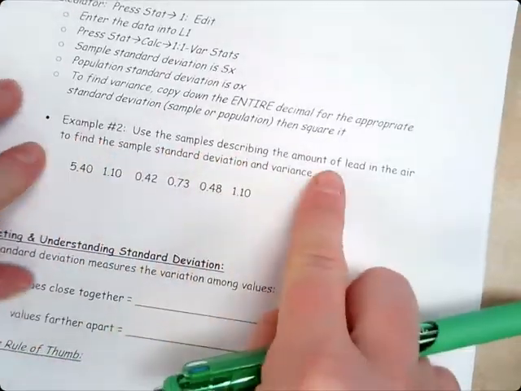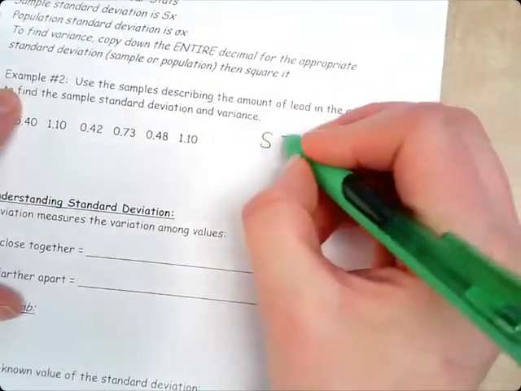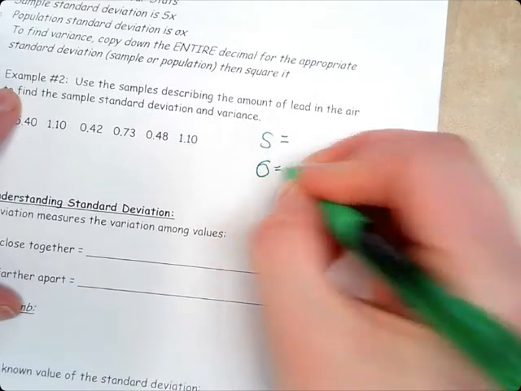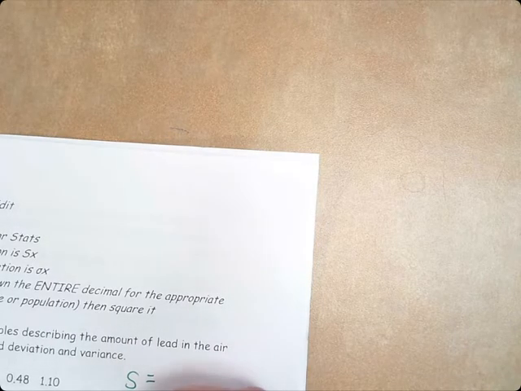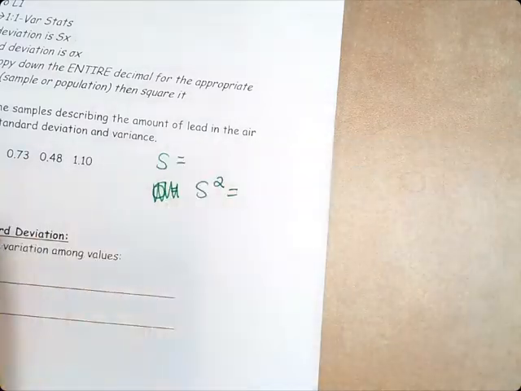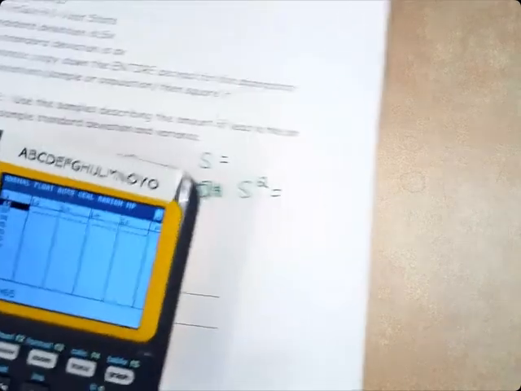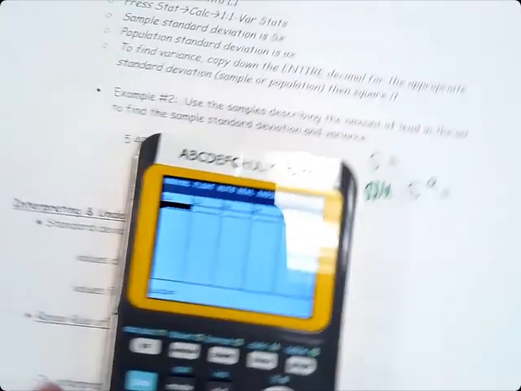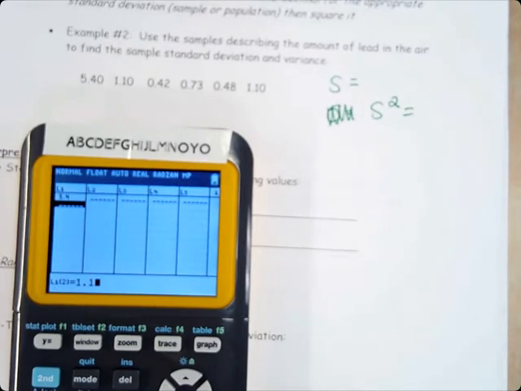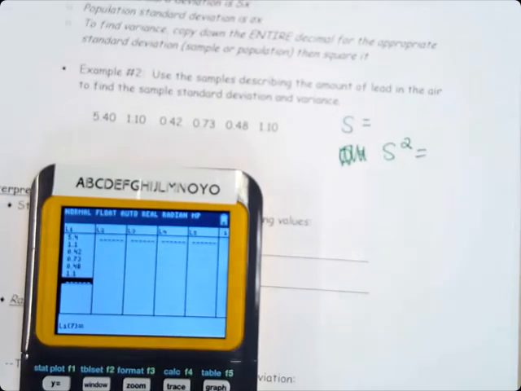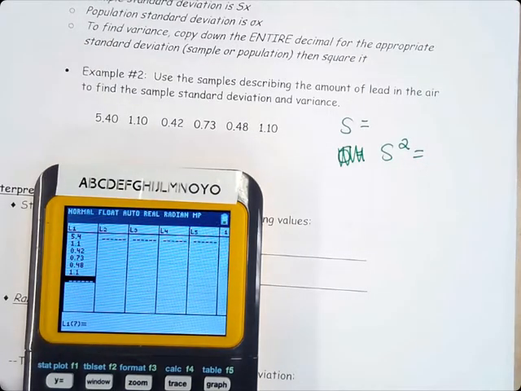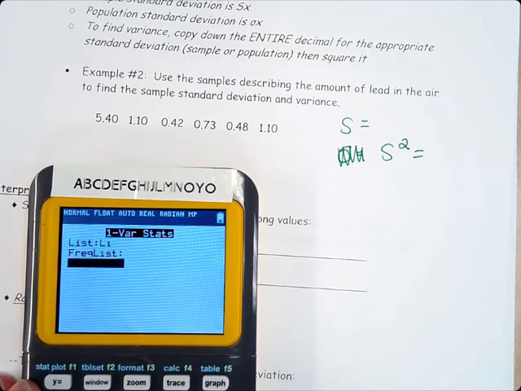Okay, so use the samples describing the amount of lead in the air to find your sample standard deviation and your variance. So go ahead and do that. Plug those in. And you can go up to that L1 and just push clear, enter, and it'll clear it out. Once you have it in, go to stats, calc, one variable stats, calculate it.